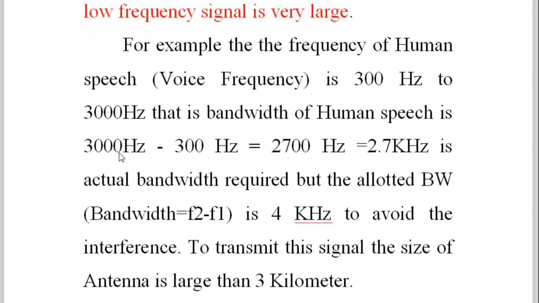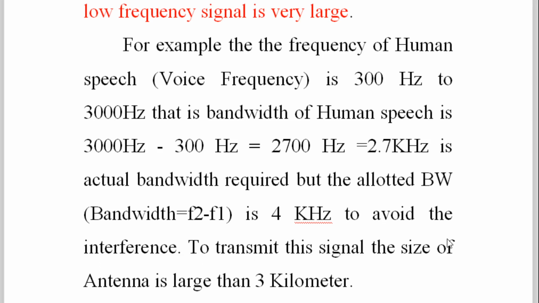Bandwidth is nothing but f2 minus f1, higher side minus lower side. So bandwidth comes to 2700 hertz, meaning 2.7 kilohertz. This is the actual bandwidth required for human speech. But in communication, the bandwidth allotted for human speech is 4 kilohertz to avoid interference.